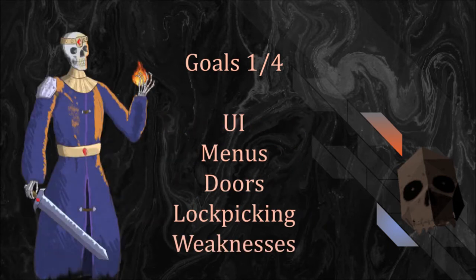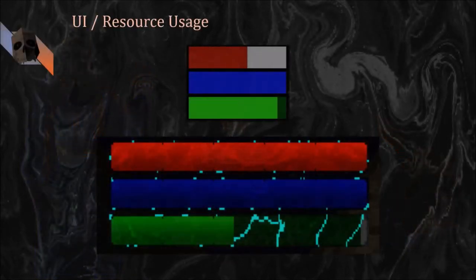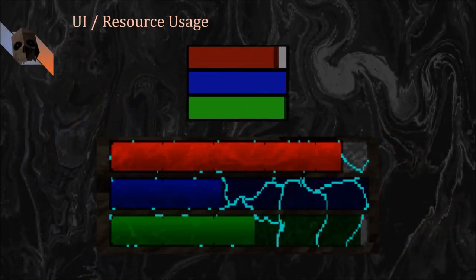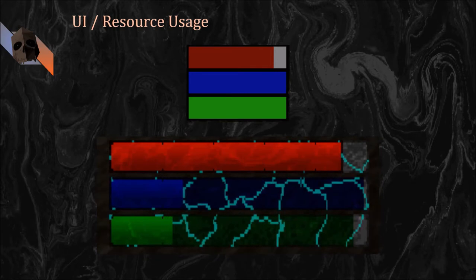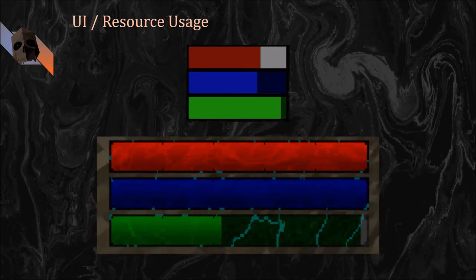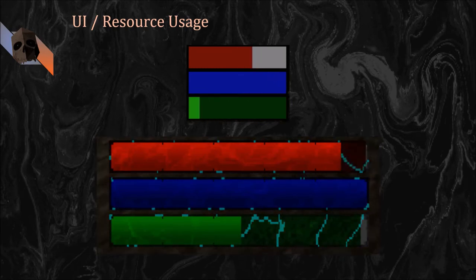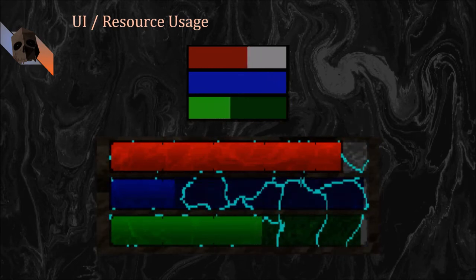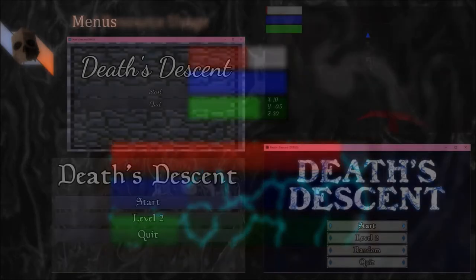Hey everyone, it's Tyler again, and I'm gonna share some of the things that I've worked on over the year. I made the UI for the player's health, mana, and stamina. I also made it so that these resources are used whenever they attack with melee or magic, as well as when they get hit. The top is what we started with, and the bottom is our current iteration.